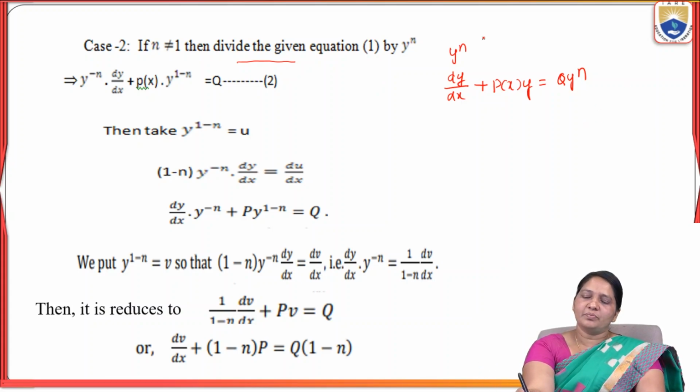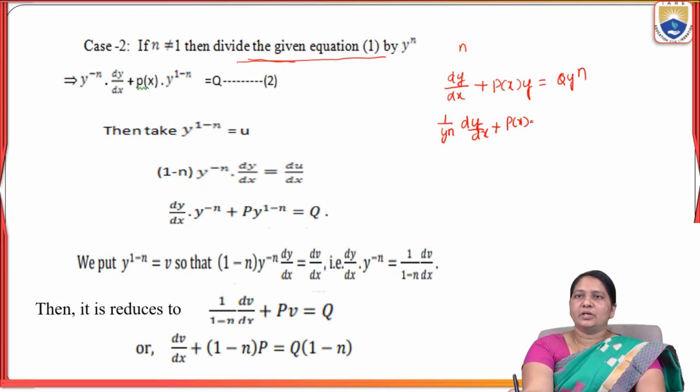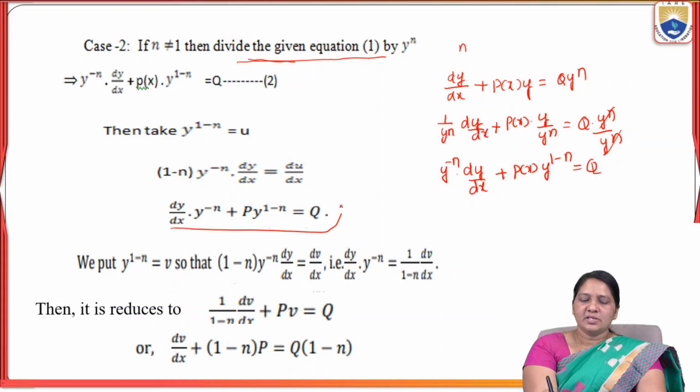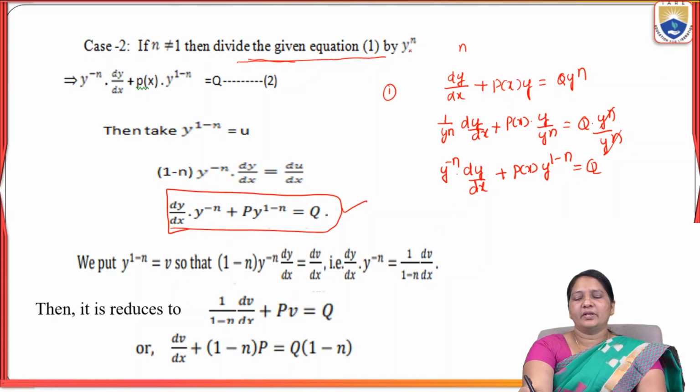So what is the first step we are going to do here? First, divide the given equation by y power n. So, 1 by y power n dy by dx plus p of x into y by y power n equal to q into y power n by y power n. So y power n will be cancelled, and here y power minus n into dy by dx plus p of x into y power 1 minus n equal to q. After this simplification, we are getting this equation form. So this is the first step: dividing with y power n.